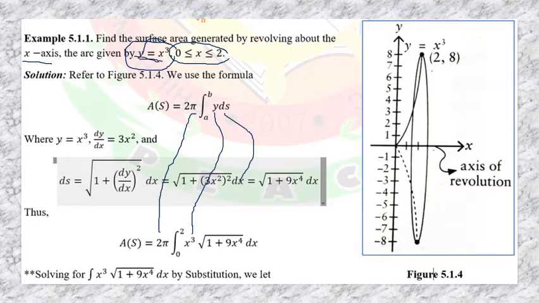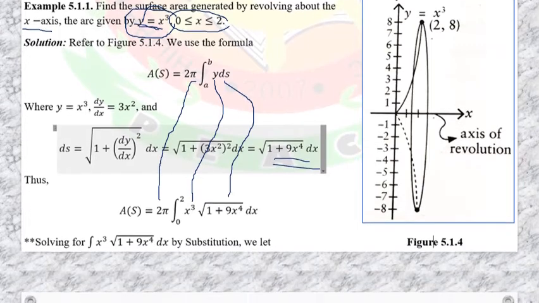And then, si ds, replace it by the square root of 1 plus 9x to the power of 4 dx. Okay, galing yan dito. Take note ha, si dy over dx dito, yan yung first derivative ng RC natin. Solving for the integral of x cubed times the square root of 1 plus 9x to the 4 dx by substitution. Okay, yung first technique of integration.